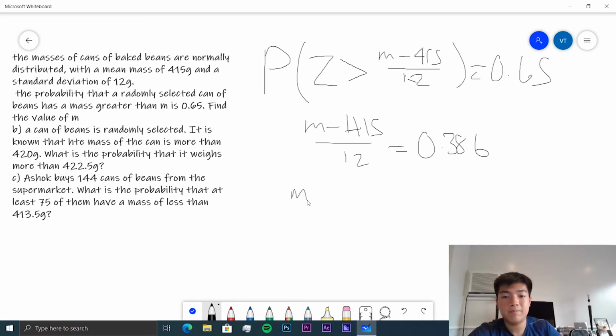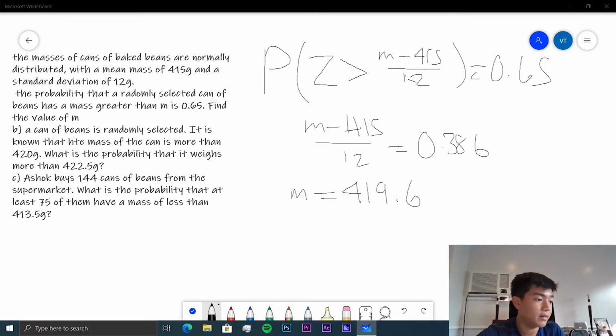So we have m is equal to 0.386 times 12 plus 415. And I got 419.6 as the answer to that. Check that's correct. Oh, sorry, wait. X is greater than m is 0.65.